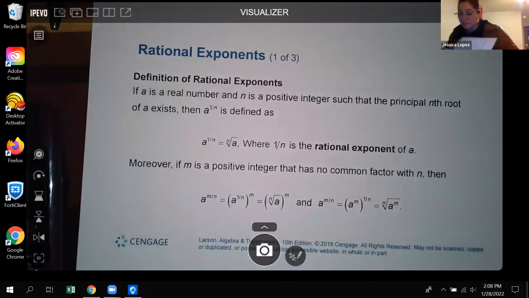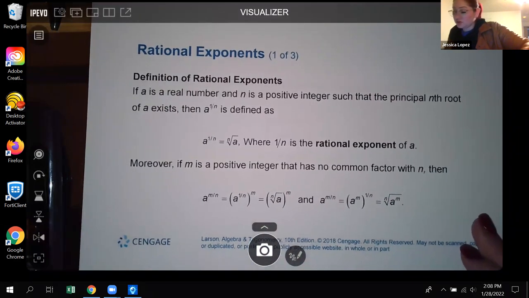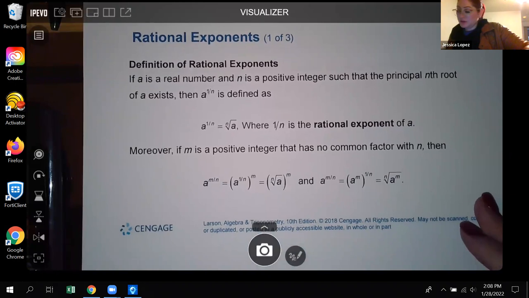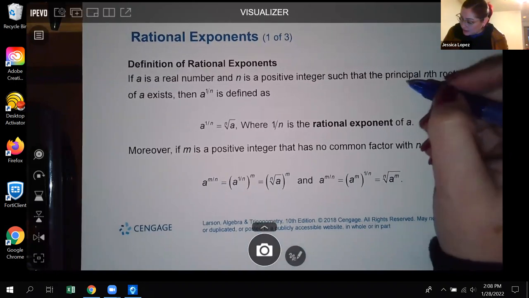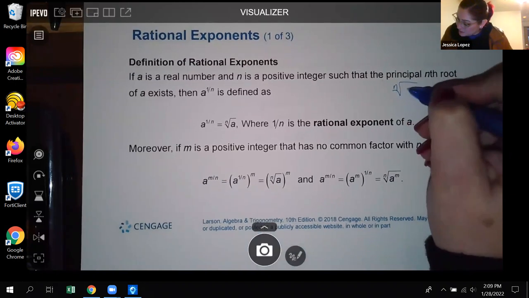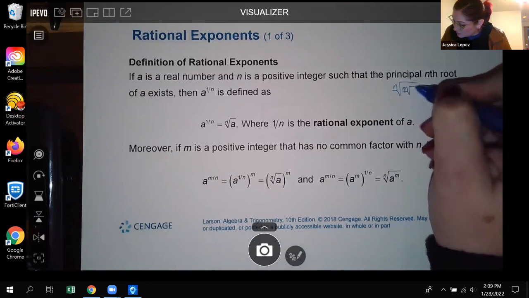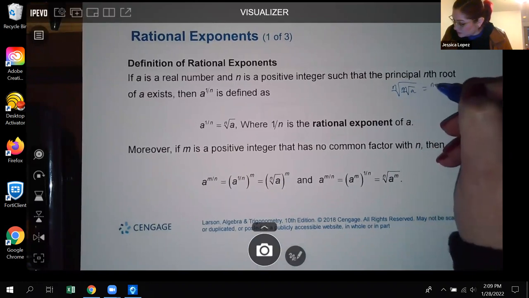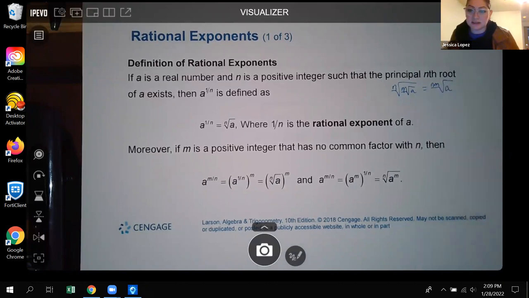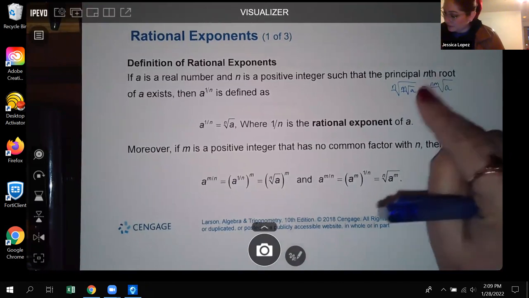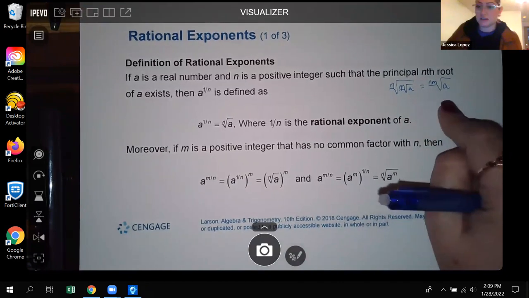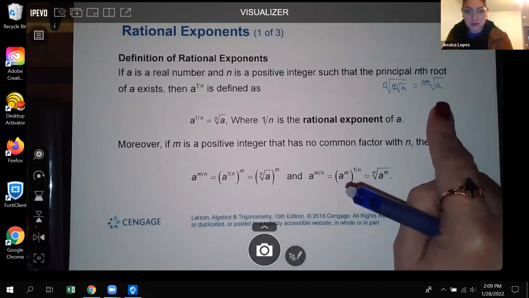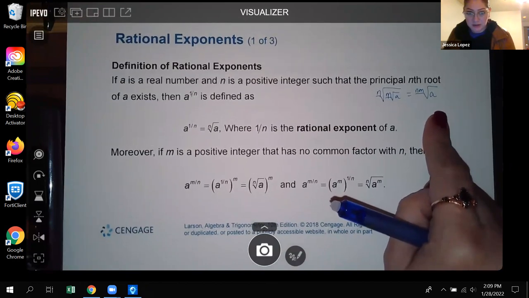Let's keep going. Now it says the definition of rational exponents. So this was the biggie, the one that I told you I could not explain why this equaled this, or something like that. I think an M was on the outside and the N was on the inside. I don't know. But anyway, there was a rule, a property in there that I could not explain this way, okay? But now that they're talking about it, I can.